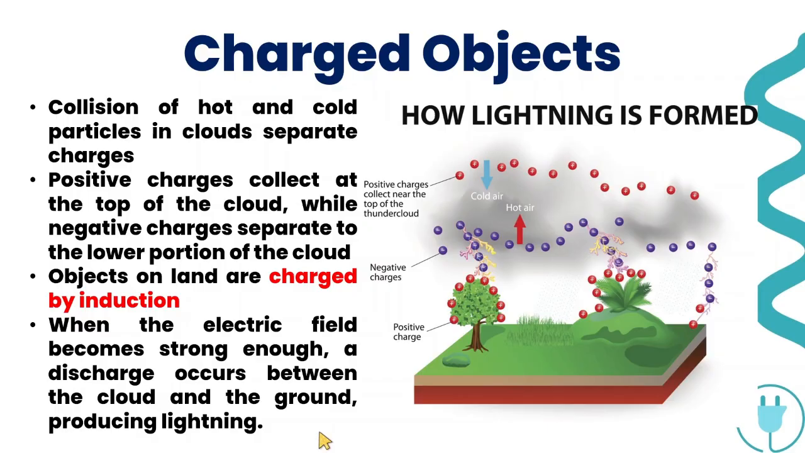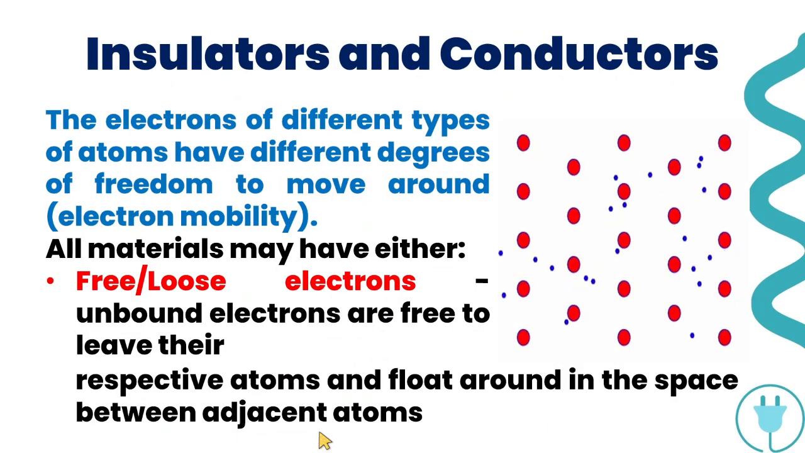There are materials that we call insulators and conductors. Electrons of different types of atoms have different degrees of freedom to move around. We call that electron mobility. All materials may have either free or loose electrons, or tight or fixed electrons. Free or loose electrons are unbound electrons and they are free to leave their respective atoms and float around in the space between adjacent atoms.